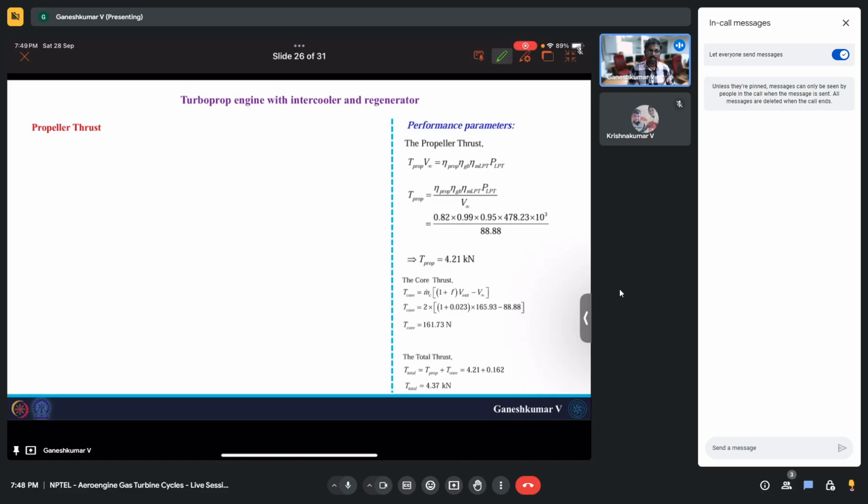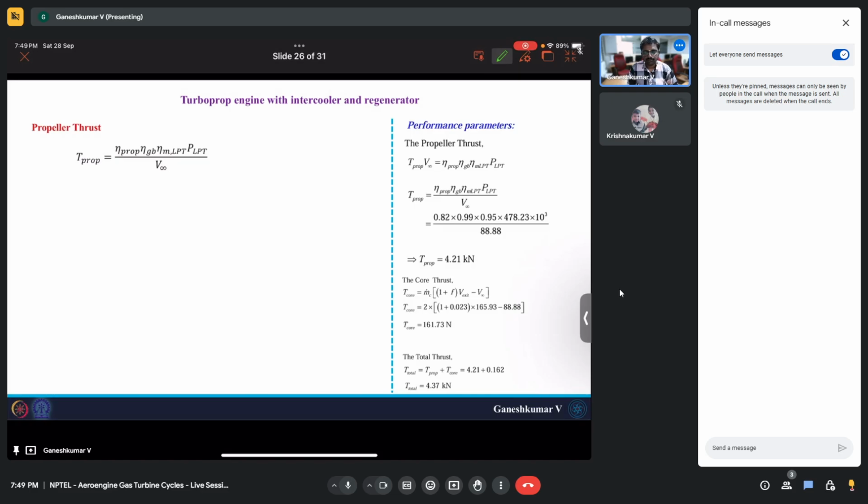All right, so now the important things, we need to find out what are the performance parameters for this turboprop engine. The first performance parameter that we have here is propeller thrust, and we are going to find the propeller thrust using the propeller efficiency, because finding the propeller thrust from the propeller is going to be a little bit difficult, and we have also seen multiple ways to find out.